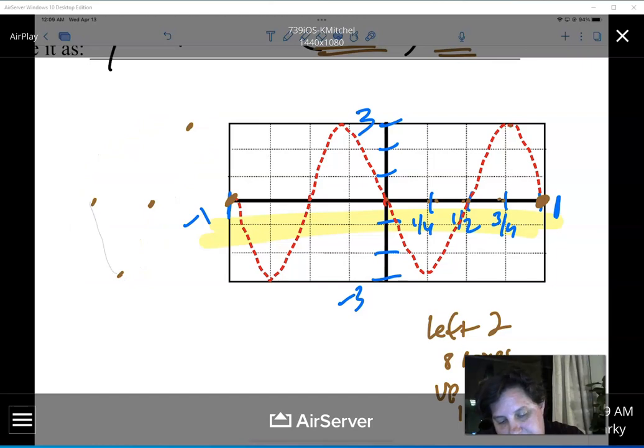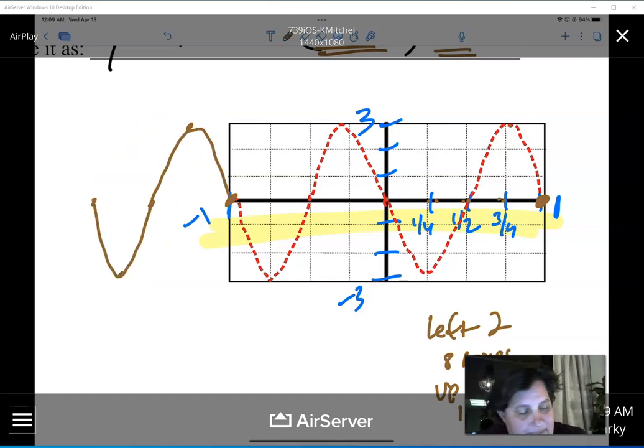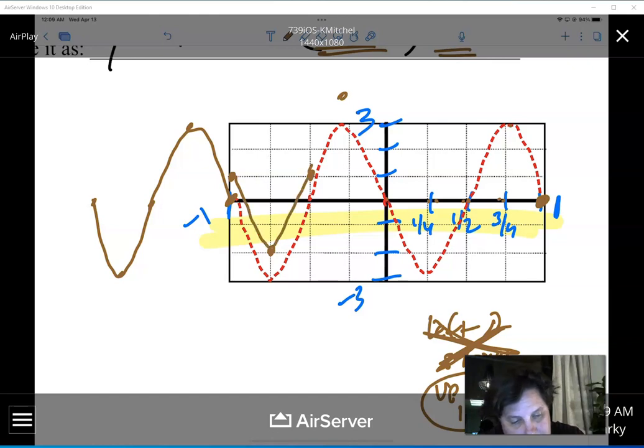Oops, let me get this back drawn again. Okay. So the left 2 does nothing. Now, the up 1, that's going to do something. So then, since I know that it's the same, I'll just go ahead and make each of these go up 1. Right? And each of these points, I'm going to do up 1. Okay? So the up 1 is cool.